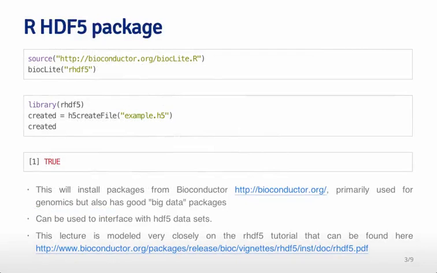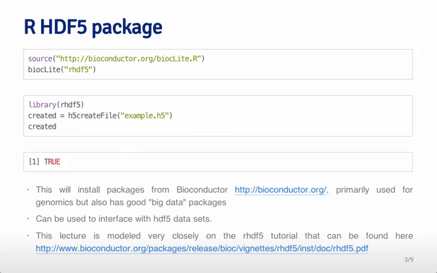So the RHDF5 package is actually installed through Bioconductor, and so the way that we're going to install this package is we're going to source this URL right here, and that will load the BioC-Lite function. The first time you install a package with BioC-Lite, it will also have to install the BioBase packages from Bioconductor, and so it might take a little bit. So we're going to use the BioC-Lite command to load the RHDF5 package. Then once we've downloaded the package, we can just load it with the same library command that we always use.